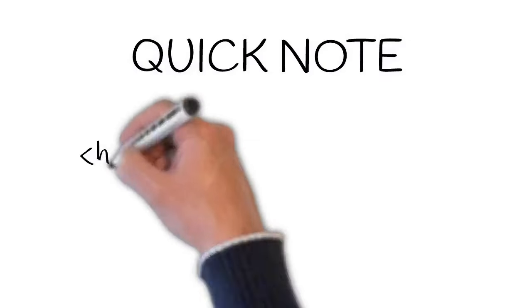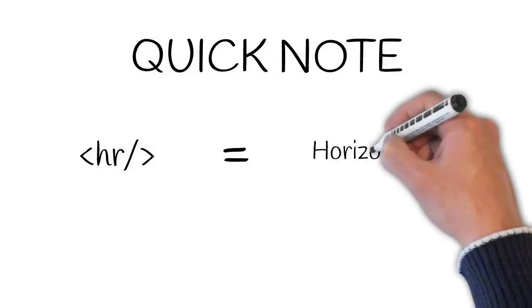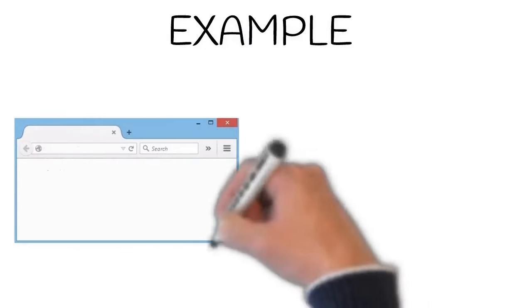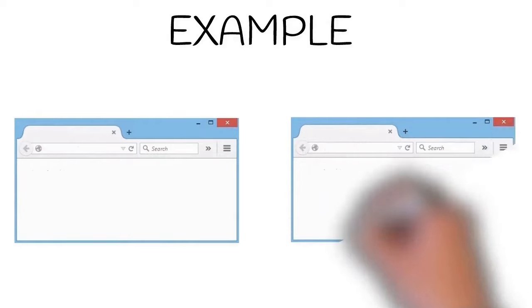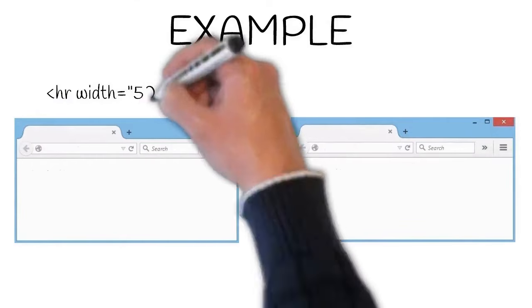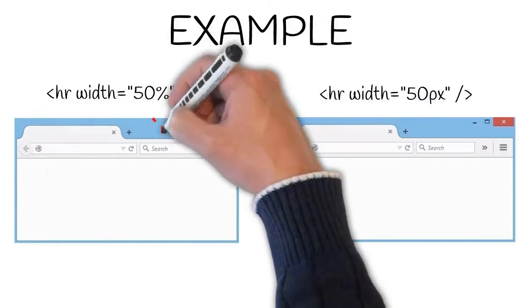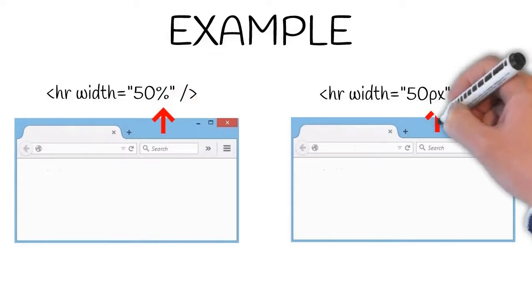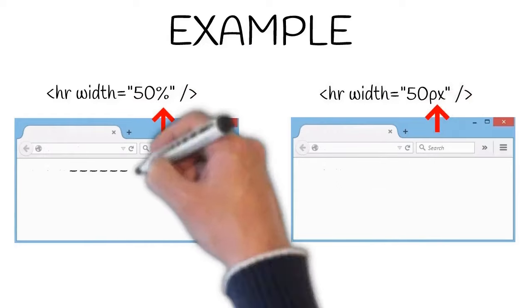So now let's make a quick note because we're going to use this tag in our next section. Horizontal line, which is HR. Now an example that we want to use for this is horizontal width. We want to determine the difference between percentage width and pixel width. So we have horizontal width being 50% versus horizontal width being 50 pixels. Now what is the difference? We'll soon find out.